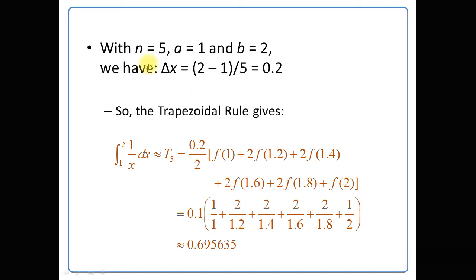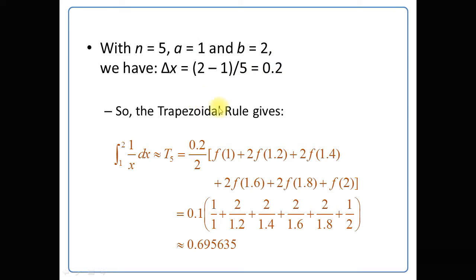First of all, find the value of the step size delta x, which is represented by h. Delta x, that is h, is equal to b minus a divided by n. So 2 minus 1 divided by 5. So the step size is 0.2.